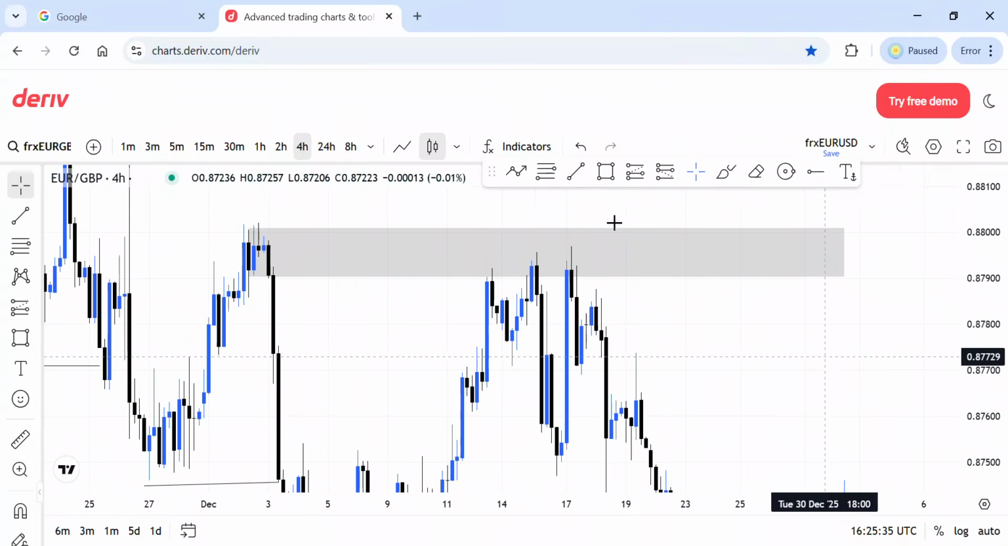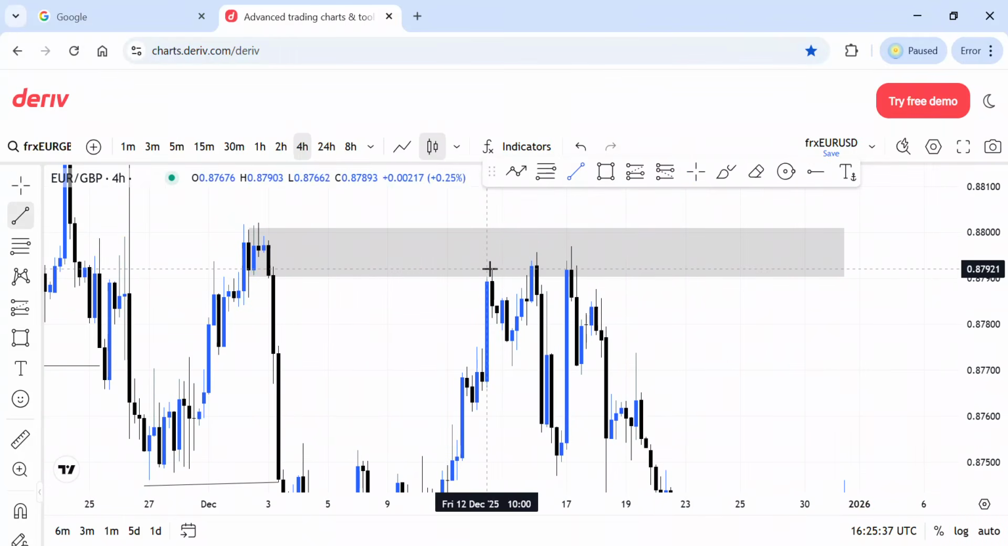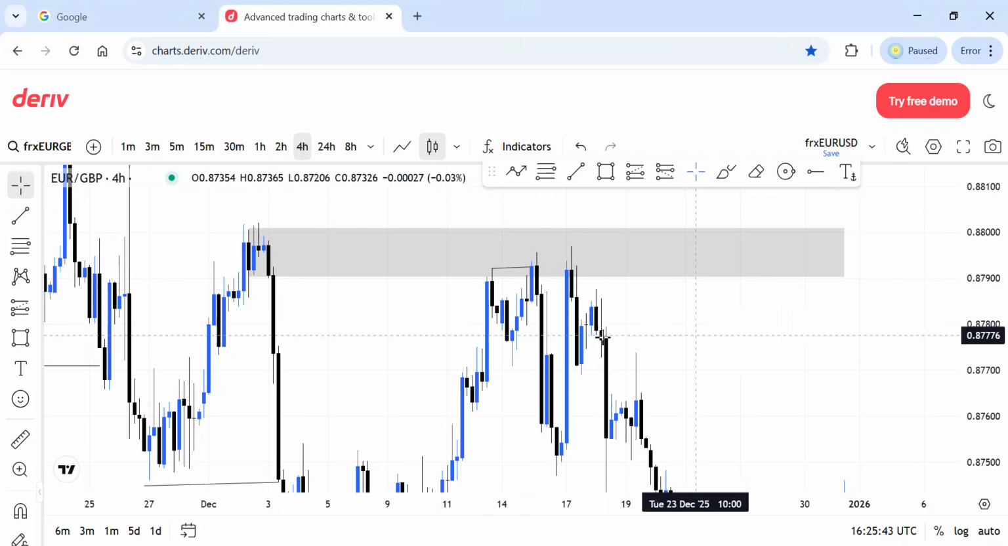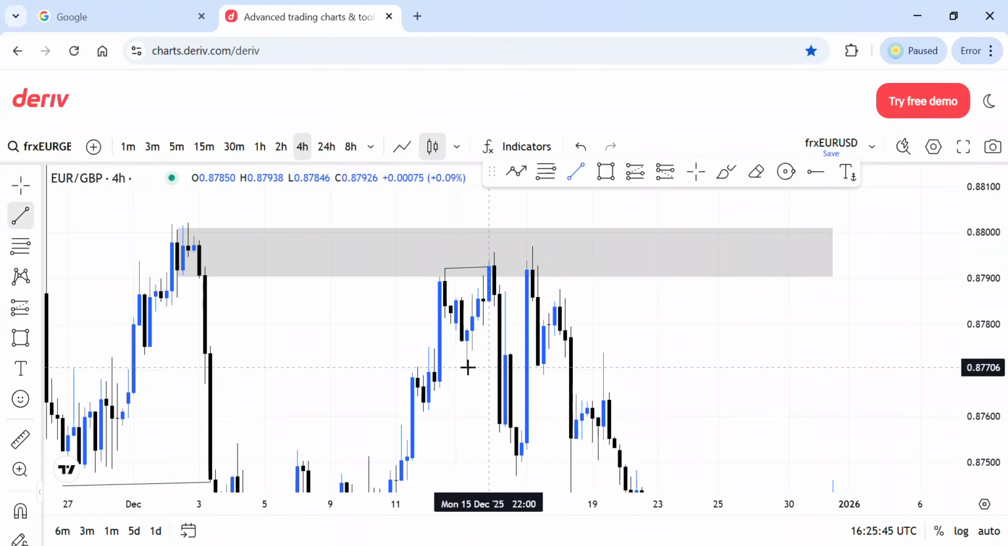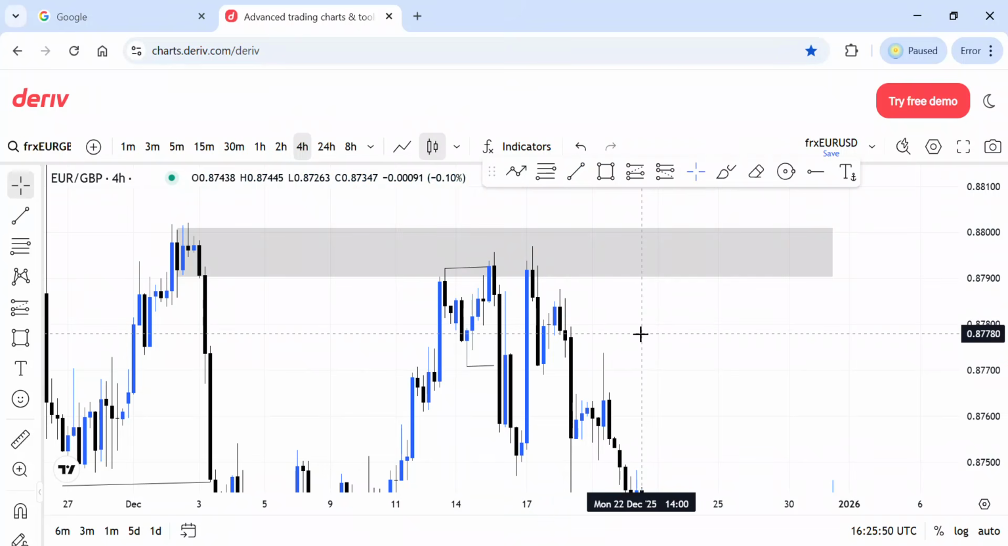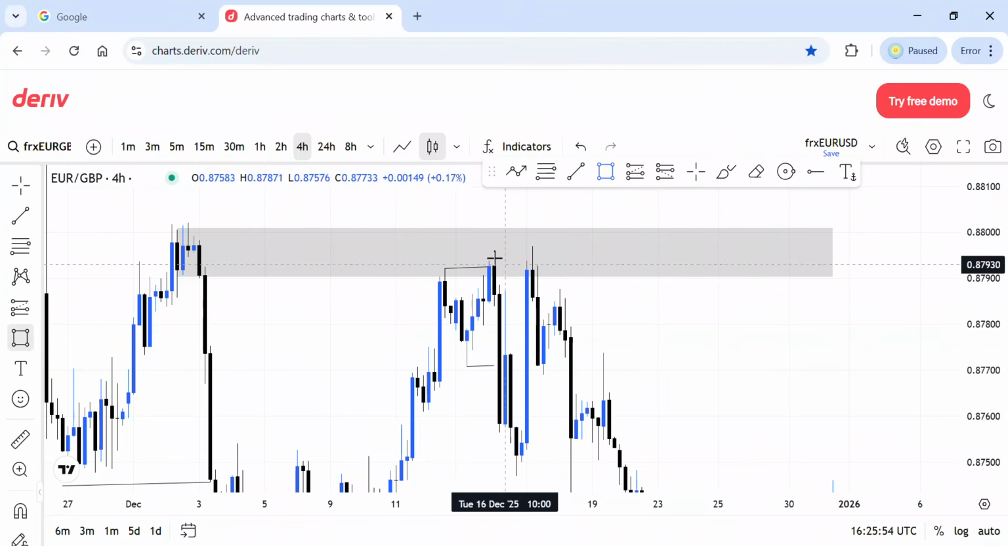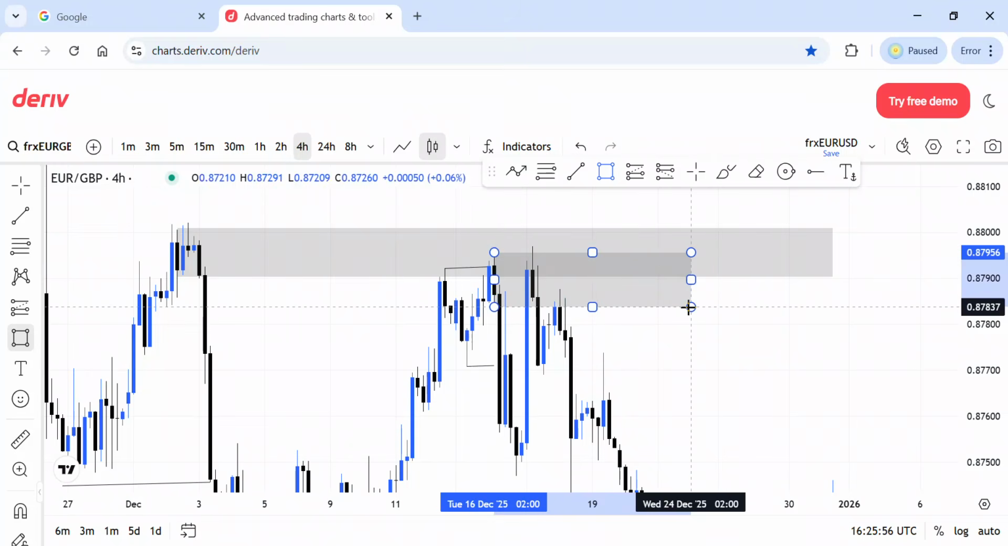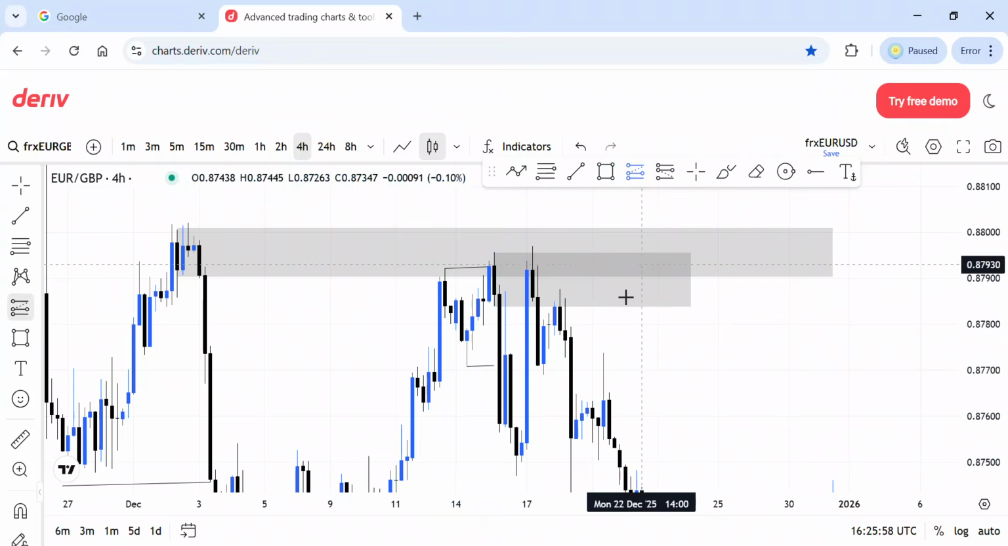Collecting liquidity is the last thing. As you can see, the market collected liquidity here, and here. Then we have a breakout here to the downside. So I can see it on our bias time frame, which is 4 hours. Then what will you do? Just mark your order block like this. Then you are going to be selling from this order block. It is as simple as that.